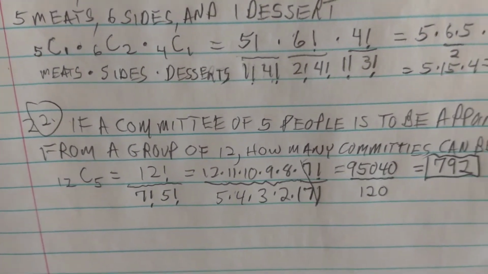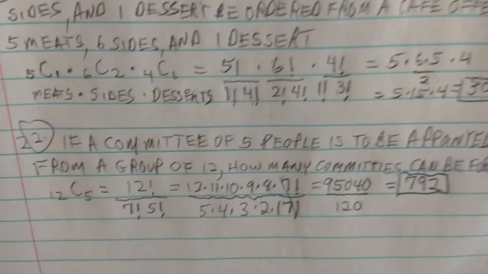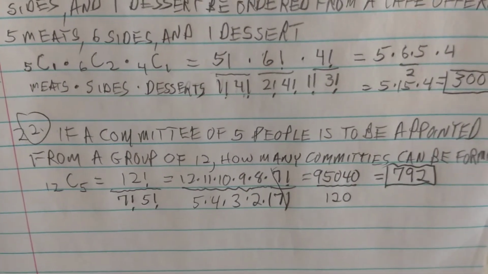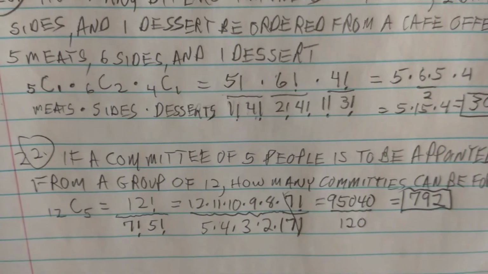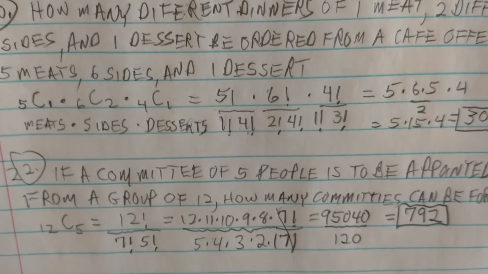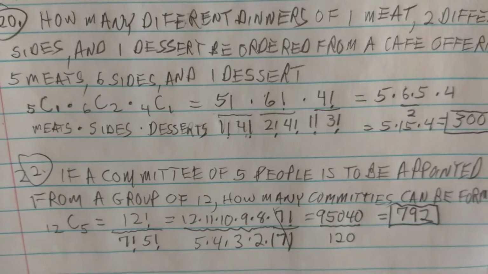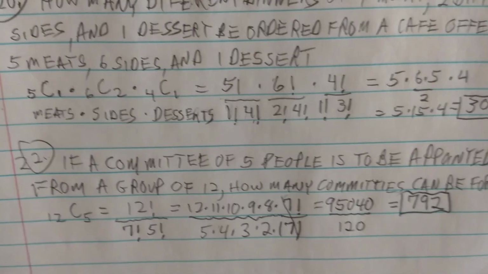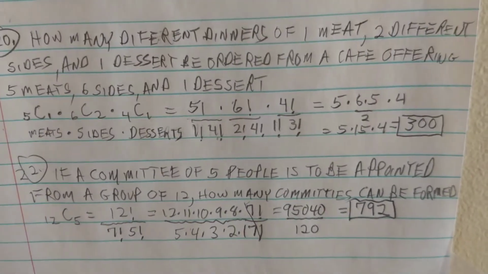Now 22: if a committee of 5 people is to be appointed from a group of 12, how many committees can be formed? Well, we've done this one before, 12C5, 12 factorial over (12 minus 5) factorial, 7 factorial times 5 factorial. And notice we can do 12 times 11 times 10 times 9 times 8, and the 7 factorials, top and bottom, will cancel. But we also have a 5 factorial left on the bottom, 5 times 4 times 3 times 2 times 1, which comes out to 95,040 over 120, or 792.